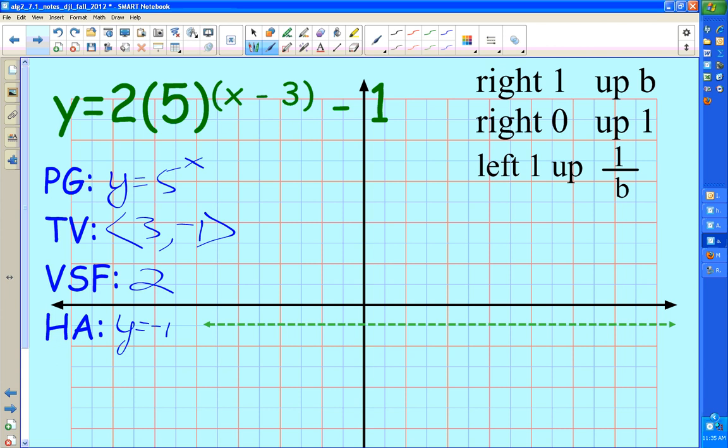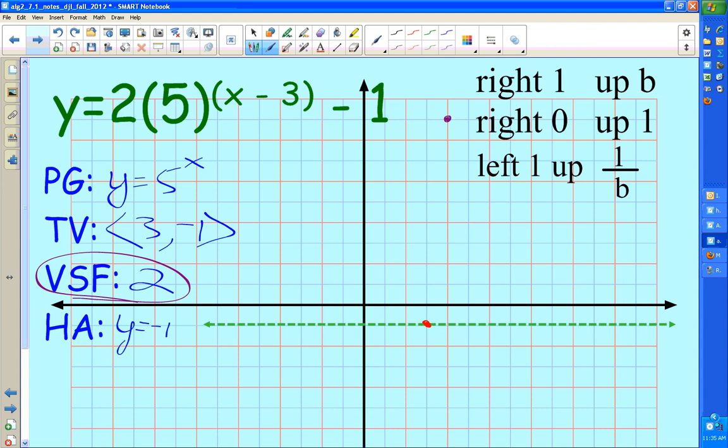If we start with the point 3, negative 1, we would be right here on the asymptote. Again, not a point on our graph. If we follow our parent graph movements, right 1 up b, right 0 up 1, and left 1 up 1 over b, we should be able to draw in this graph. Remember, your vertical stretch factor over here is 2. So right 1, normally we would go up 5. We're going to go right 1 up 10. So we'll be all the way up here.